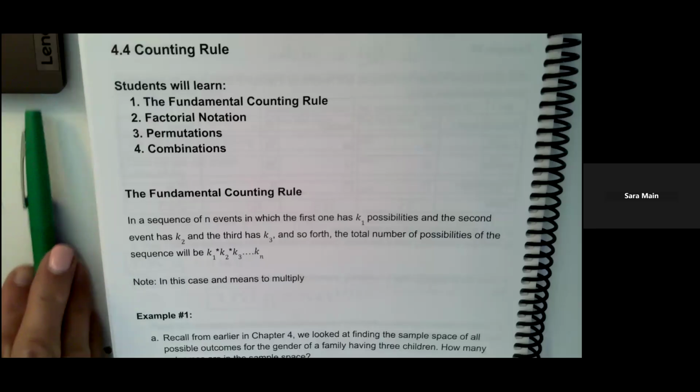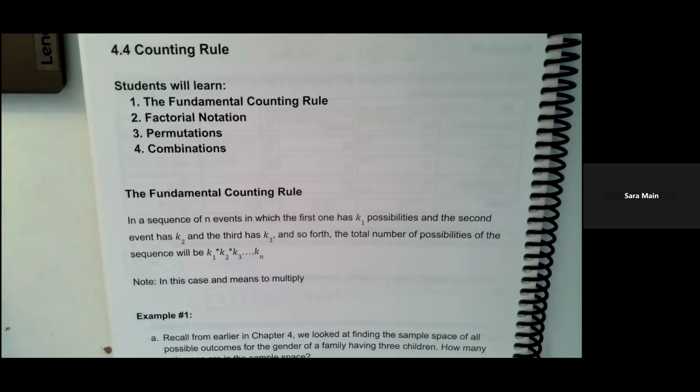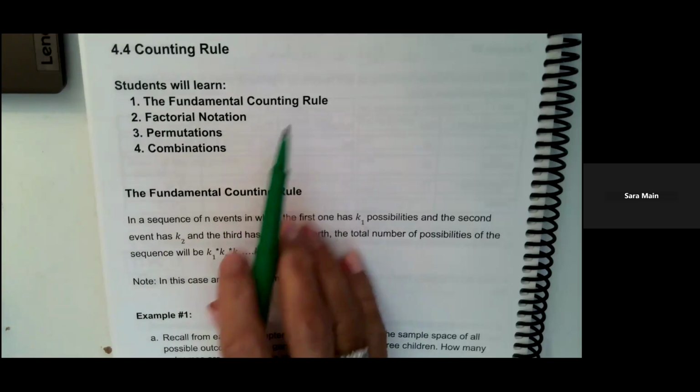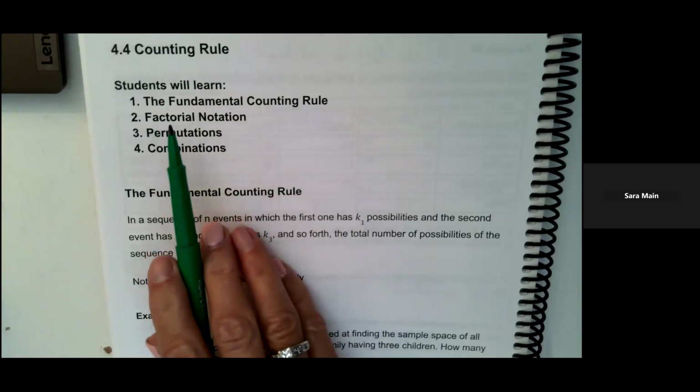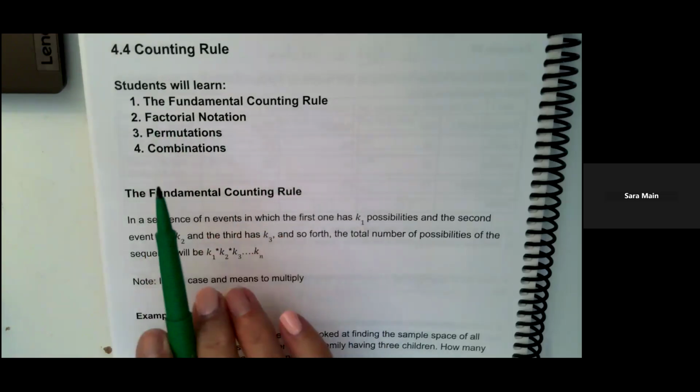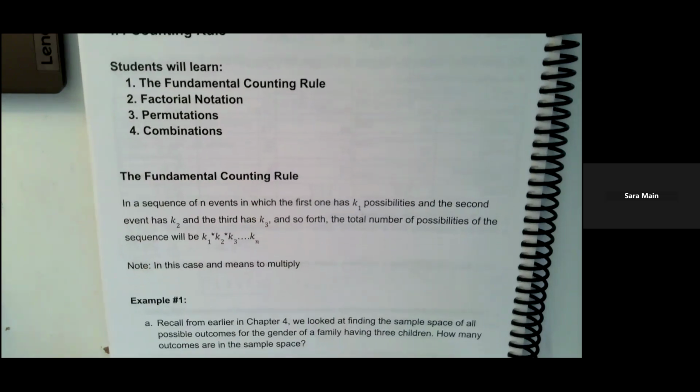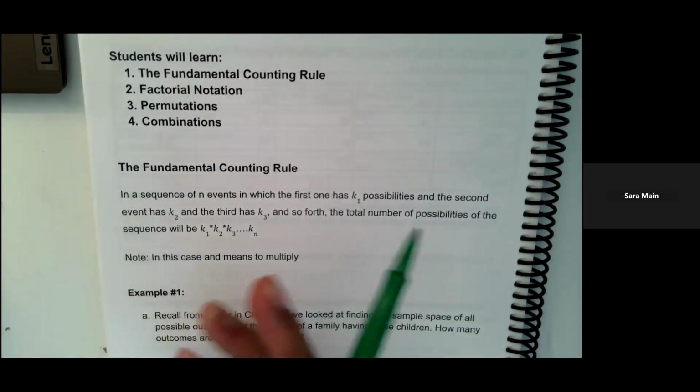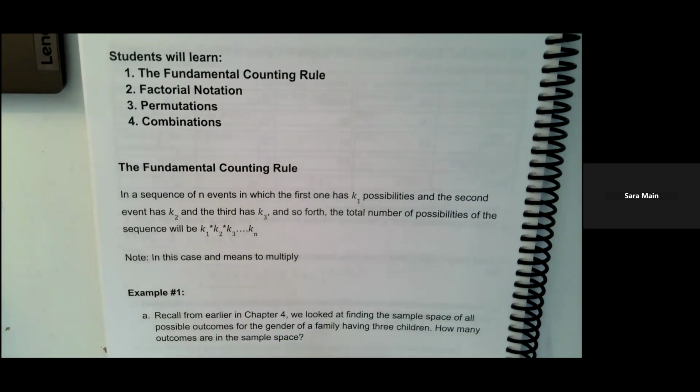Welcome back to lesson 4.4, the counting rule. In this lesson, we're going to learn about the fundamental counting rule. We're going to learn some about factorial notation, permutations, and combinations. And these are going to lead us to some of the formulas we're going to use in the next chapter.